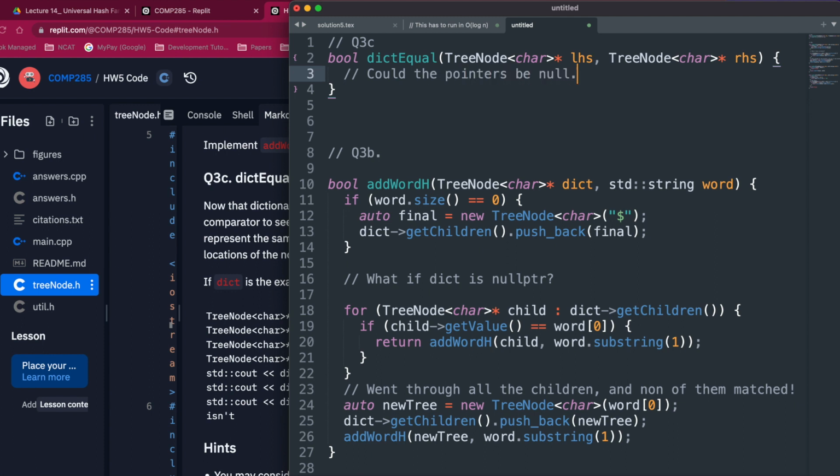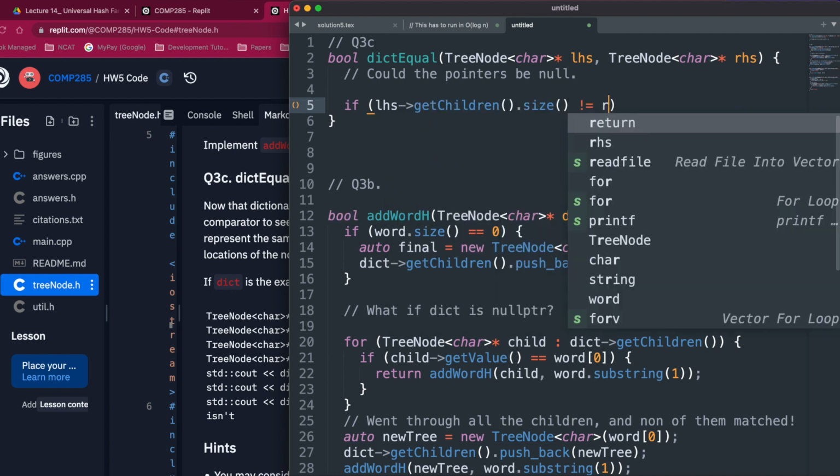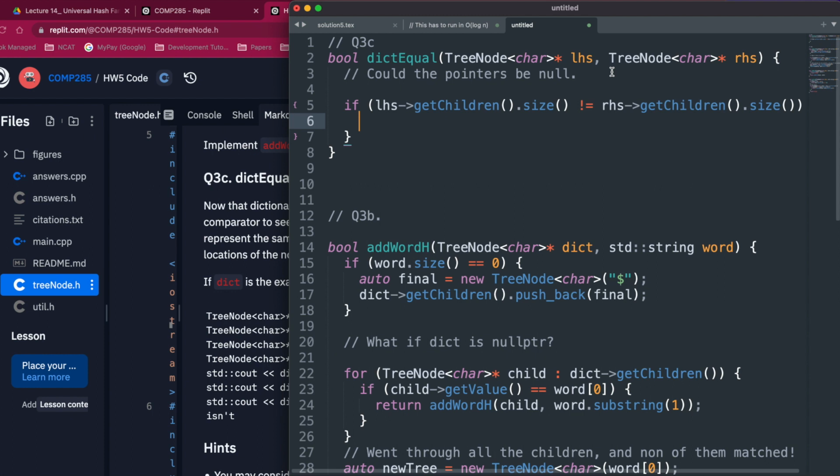Okay? But basically, the very first thing is there's a very simple base case, which is if the left-hand side get children dot size does not equal the right-hand side get children dot size. So if the number of children is not the same, then we can immediately return false because we know that the two tries are not equal. Like one node has more children than the other. Otherwise, we do have the same number of children. And now what we want to do is figure out if the children have the same content.